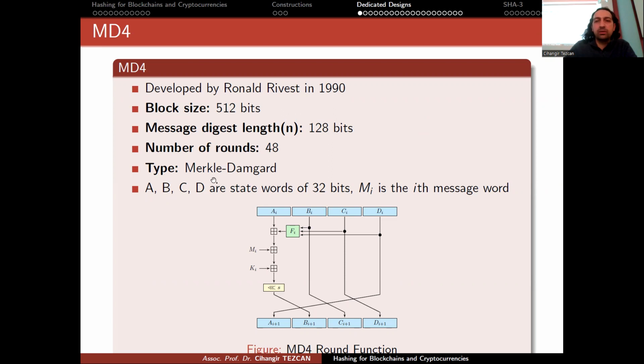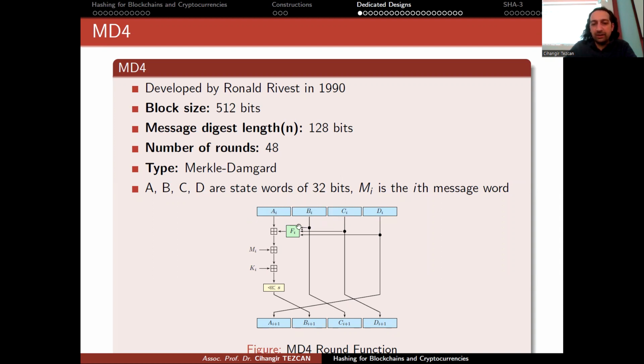It is a Merkle-Damgard construction. And A, B, C, D are state words of 32 bits. Mi is the ith message word. Since the message digest length is 128 bits, the state is of that size. This is why all of these words are 32 bits. So in total, you have 128 bits. Initially, you fill it with the IV.